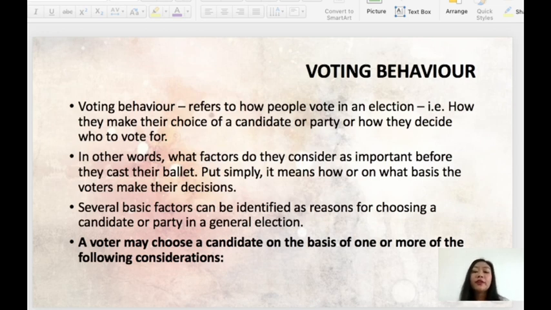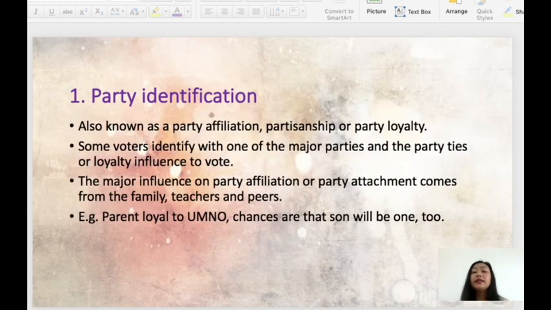Several basic factors can be identified as reasons for choosing a candidate or party in a general election. A voter may choose a candidate on the basis of one or more of the following considerations. The first one, party identification. It is also known as party affiliation, partisanship or party loyalty. Some voters identify with one of the major parties and the party ties or loyalty influence their vote. The major influence on party affiliation comes from the family, teachers and peers. Of course, yeah? Let's say your parents are in Warisan. So of course you are going to follow your parents. This is a very strong influence, yeah? Family influence. For example, if the parent is loyal to UMNO, chances are that the son will be too, okay? So this is based on party identification.